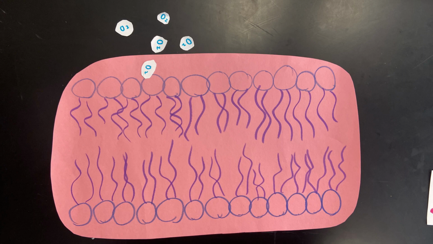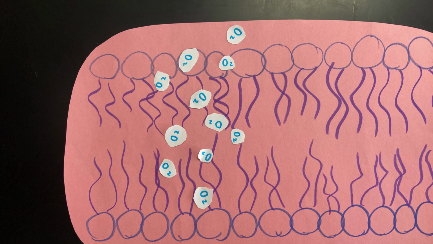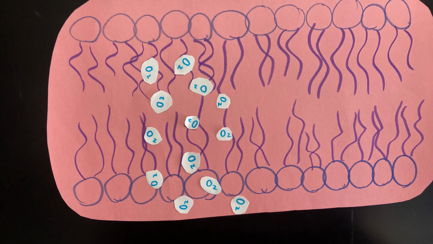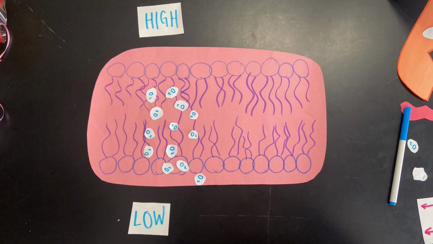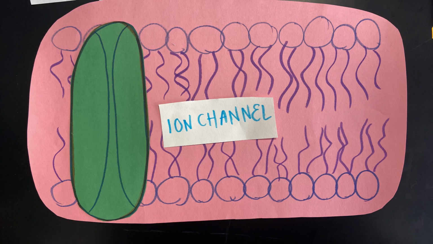Small nonpolar molecules like O2 and CO2 can diffuse across the semipermeable cell membrane through passive transport, diffusing from areas of high concentration to areas of low concentration through the membrane. Another type of passive transport, they let charged ions through the membrane.